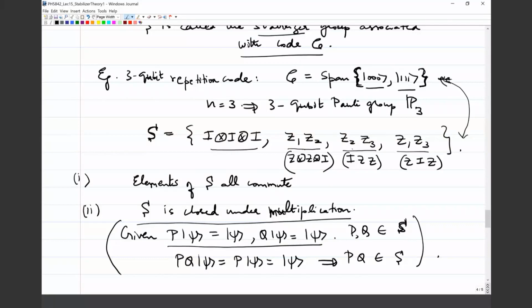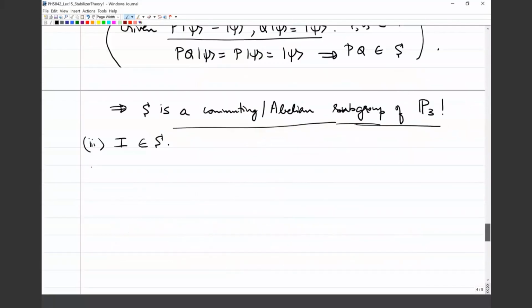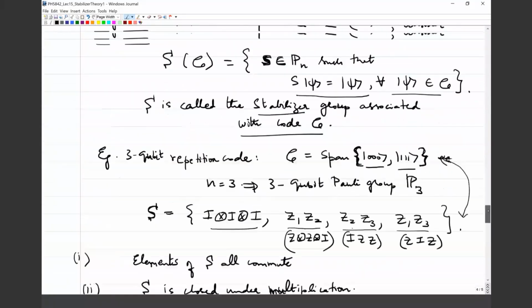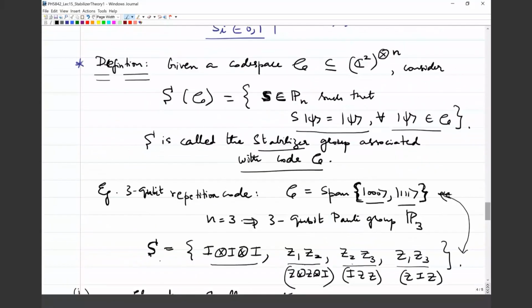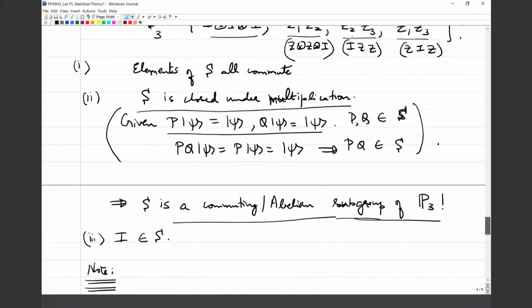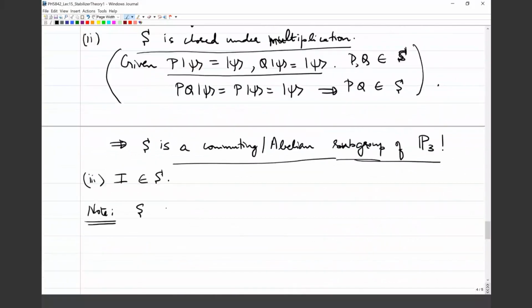Okay, and that's the reason again why this formalism is important. So note that, let me call this S3, because I just want to associate this with a particular code, it's a 3-qubit repetition code. So S3 has identity. When I write identity, it's understood it's a 3-qubit identity. Okay, Z1 Z2, Z2 Z3, Z1 Z3.